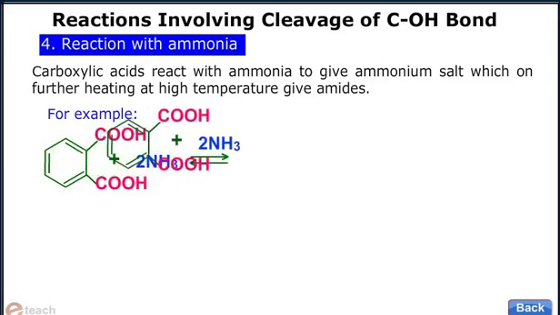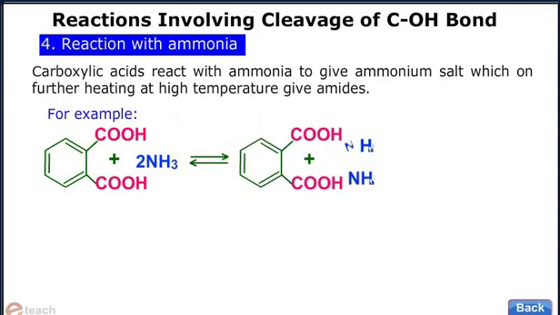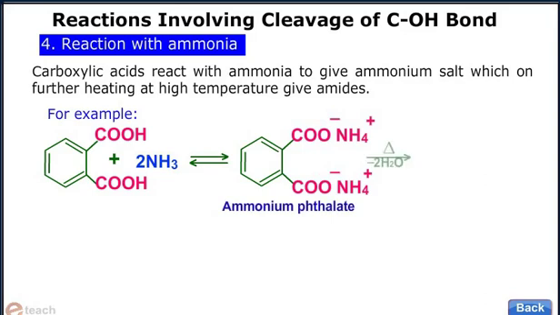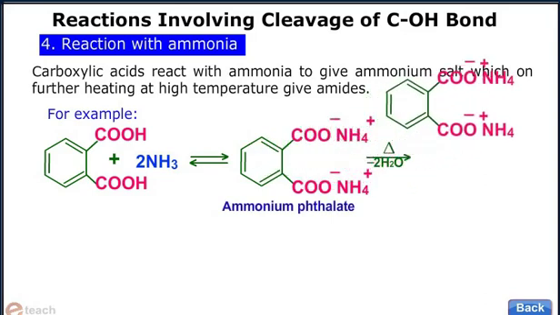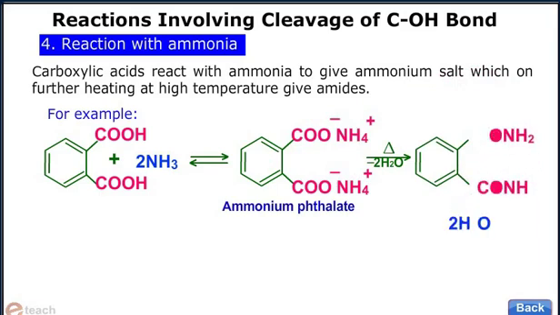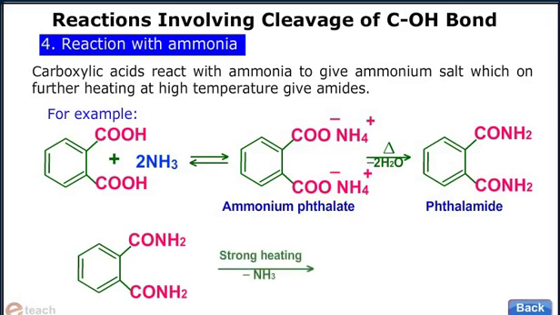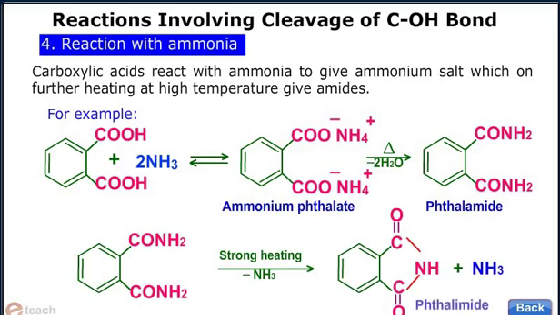C6H4COOH at ortho position plus 2NH3 gives C6H4 (COO minus NH4 plus) whole twice at ortho position, on heating gives C6H4(CONH2) whole twice at ortho position, known as phthalamide, which on strong heating gives C6H4 C double bond O NH single bond C double bond O plus NH3, where C6H4 C double bond O NH single bond C double bond O is known as phthalimide.